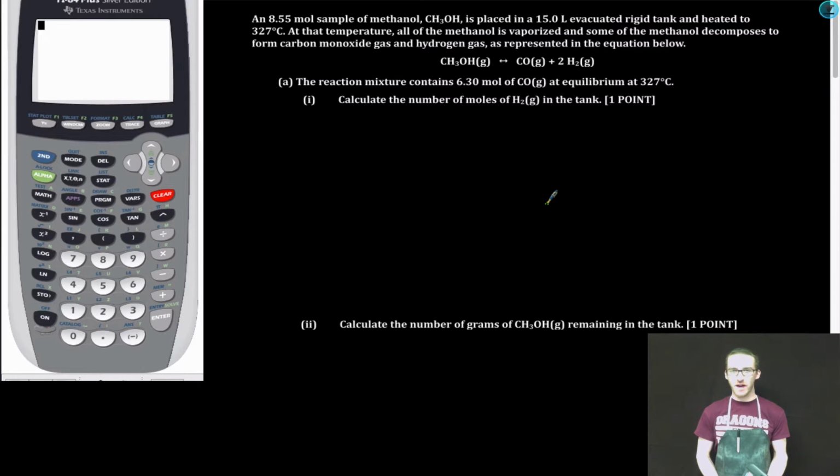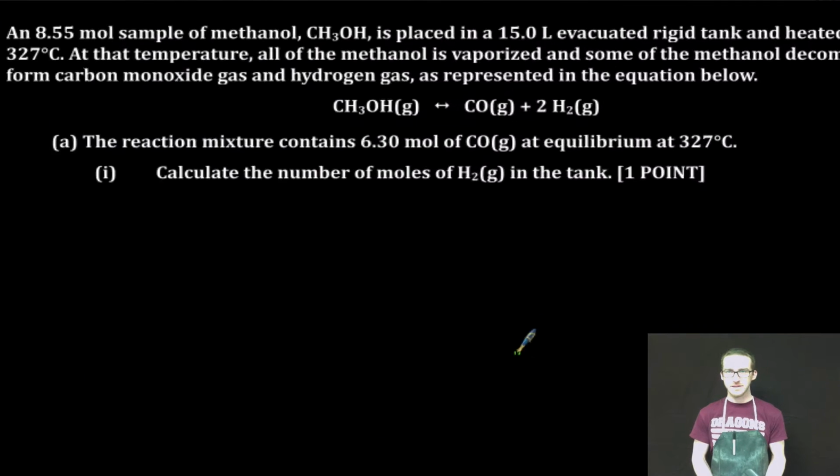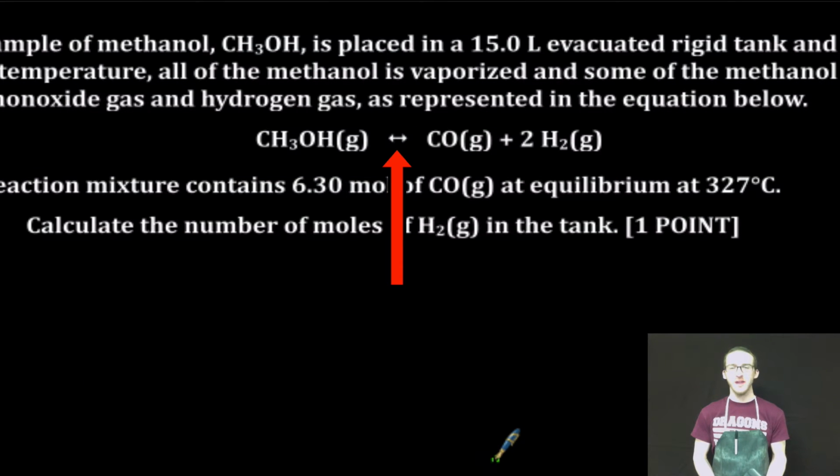An 8.55 mole sample of methanol, CH3OH, is placed in a 15.0 liter evacuated rigid tank and heated to 327 degrees Celsius. At that temperature, all of the methanol is vaporized and some of the methanol decomposes to form carbon monoxide gas and hydrogen gas as represented in the equation below. Boom! Ooh, equilibrium. Part A.